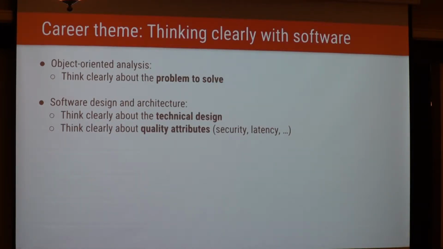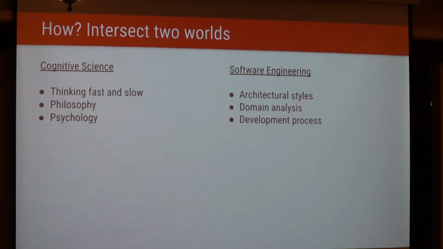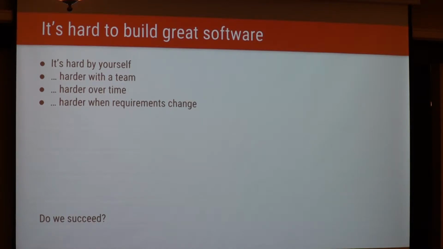We'd like to be able to think clearly with our software. Now, we've done that before with object-oriented analysis, where we think about the problem, and in software design, where we think about the technical design and the quality attributes that we're trying to achieve. I come at this particular problem thinking that we cannot exclusively look at software engineering to find a solution. We need to intersect that with the fact that we are living, breathing human beings. We're better at some things than computers, and computers are better than us at other things. So if we only try to solve the problem as a computer would solve it, we're going to miss part of the things.